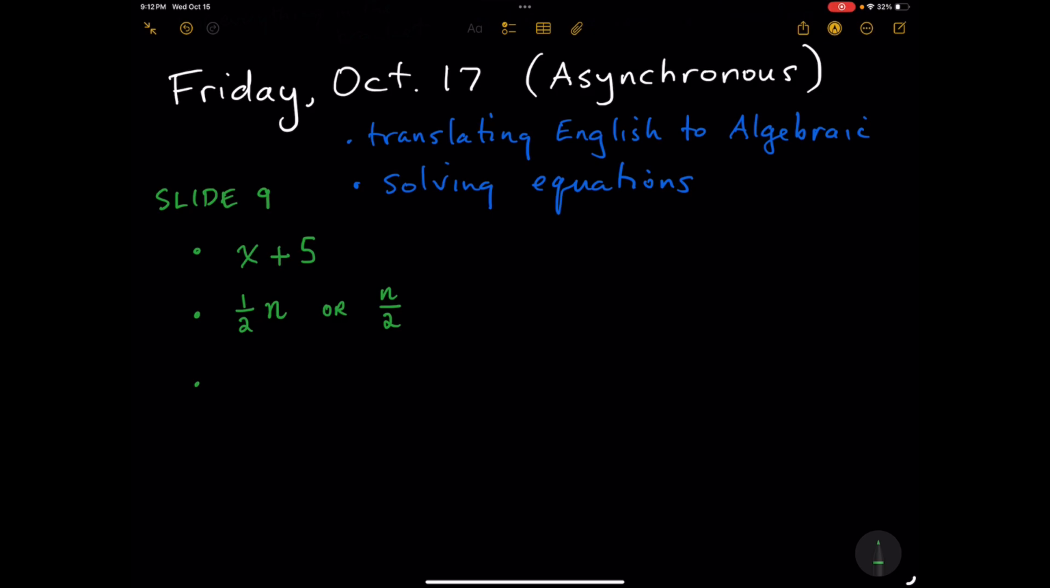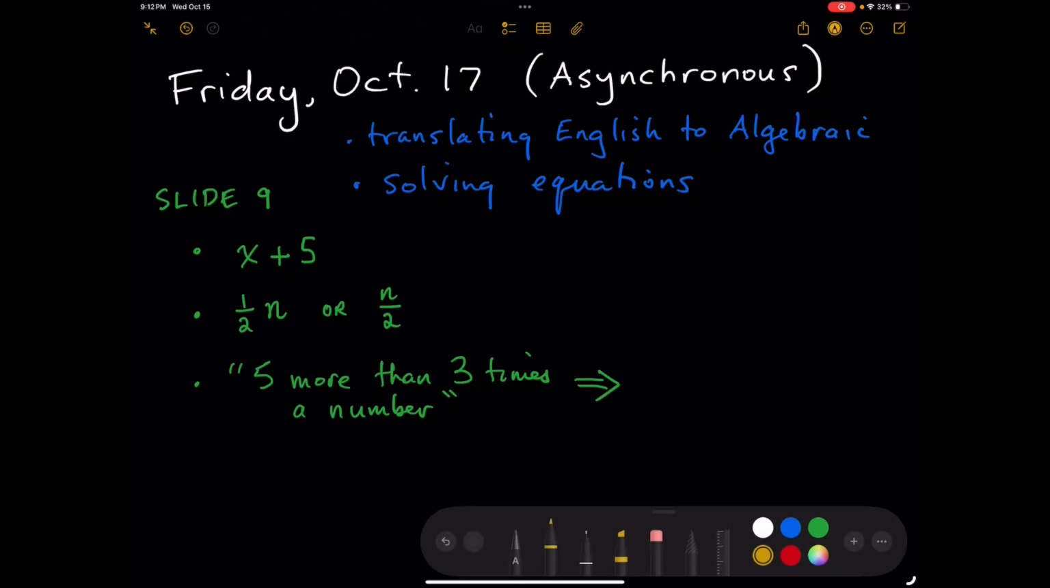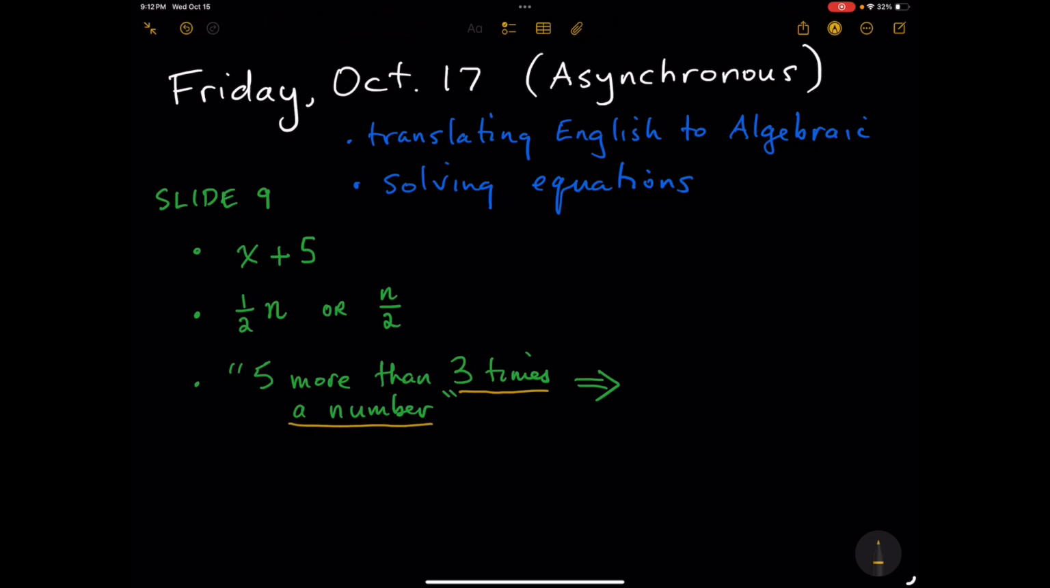5 more than 3 times some number. I'm going to write that one down in English. 5 more than 3 times a number. That's the English. And we can translate that. We know that we've got 3 times a number, so that's 3 times a number, and 5 more, so plus 5. Pretty easy peasy.